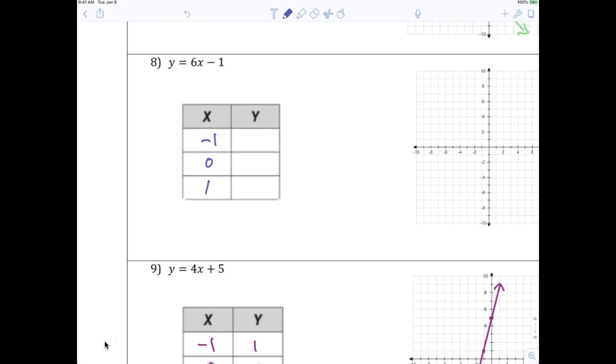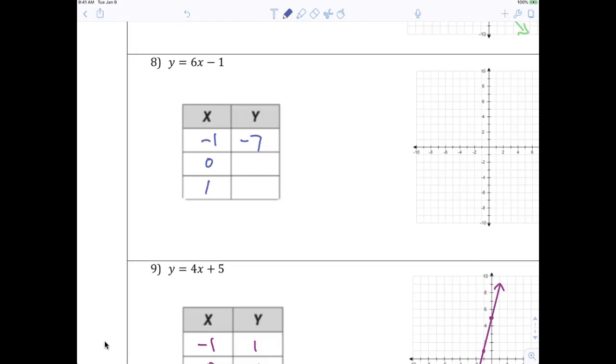Negative 5. How did you get that? Go ahead and tell me. It doesn't matter what you get. I'm saying, how did you get it? Well, 6 times negative 1 is what? Negative 6. And then negative 1. So that's negative 7. When you plug negative 1 in, negative 1 times 6 is negative 6, negative 1 is negative 7.